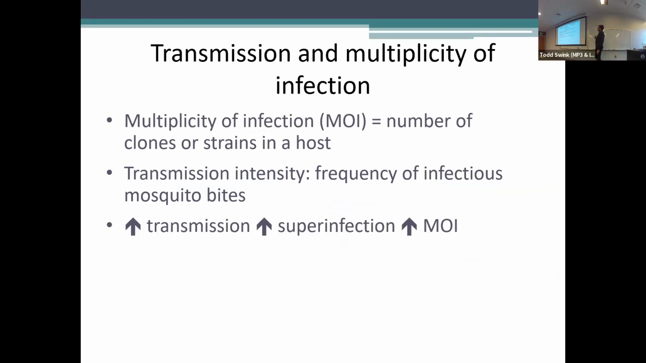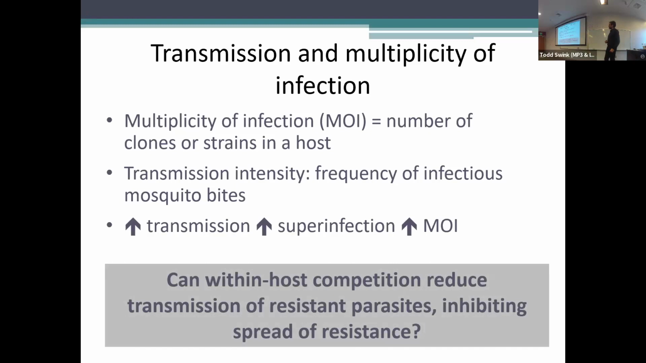And then other important factors are transmission intensity. You have way more transmission, more infected mosquitoes flying around, so you get more infectious bites. We see that, of course, the frequency of those infectious bites goes up, but this also results in higher levels of multiplicity of infection, which makes sense, right? We get more bites from infected mosquitoes, you're more likely to be infected with multiple strains of malaria. And that is what we see in human populations.